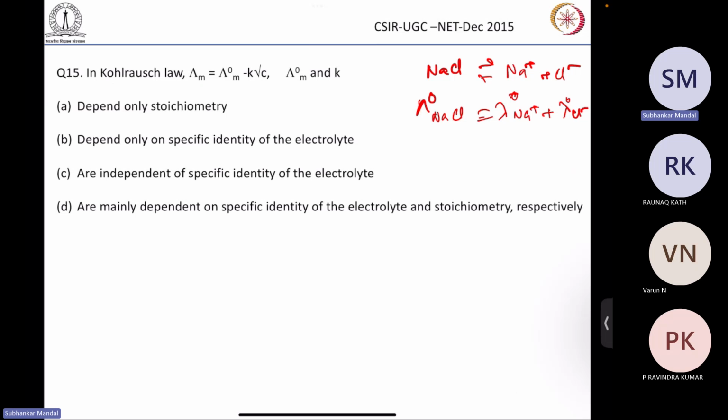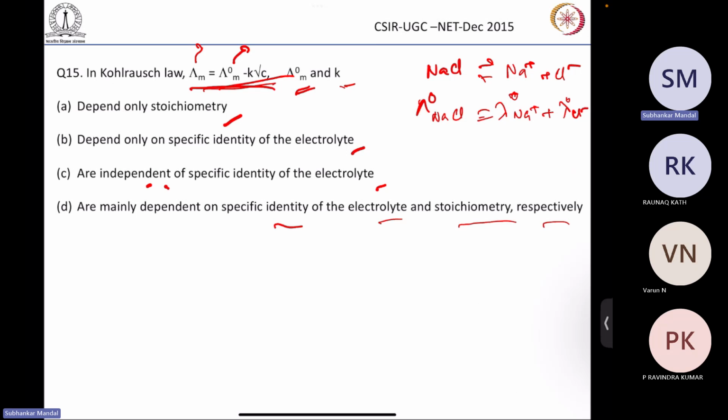So in Kohlrausch's law there is another condition also. This is in the standard condition, but in the normal experimental condition, that is expressed in this equation. Okay, so the question is in Kohlrausch's law, lambda m is equal to lambda m naught minus k root c. So c is the concentration. Asking that this lambda m naught and k, these two factors, depend on which things: depend only on the stoichiometry, depend only on the specific identity of the electrolyte, or are mainly dependent on the specific identity of the electrolyte and the stoichiometry respectively.